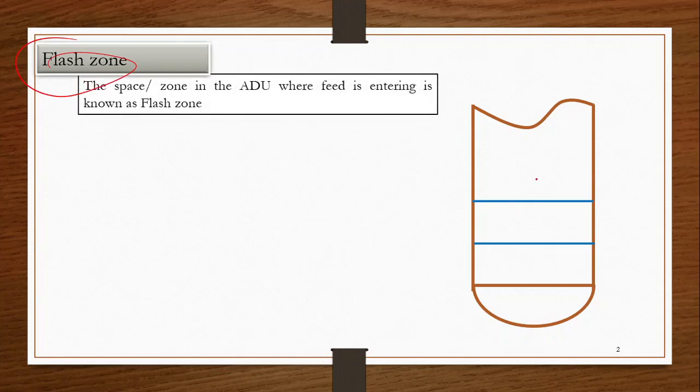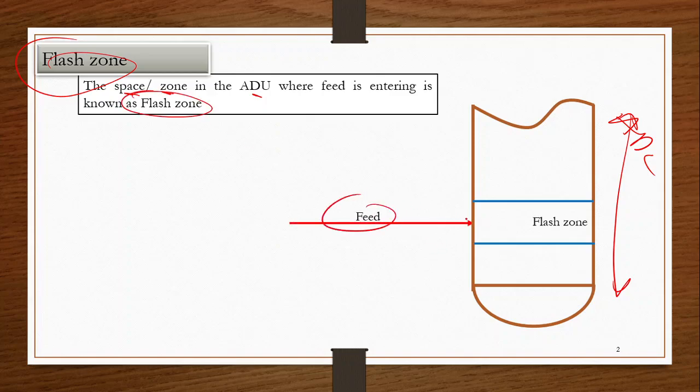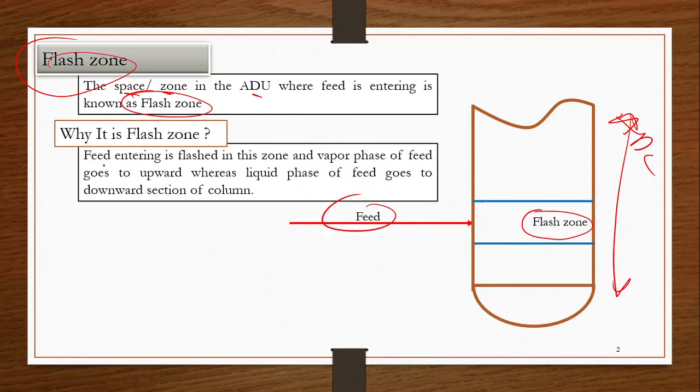Let us suppose this is the atmospheric distillation column, and especially this is the bottom section of the column. So what is the flash zone? The space, zone, or location in the atmospheric distillation unit where the feed is entering is known as a flash zone. Suppose this is the feed entering in this particular zone, so this place is known as a flash zone. Why is it a flash zone? Because the entering feed is flashed in this zone.